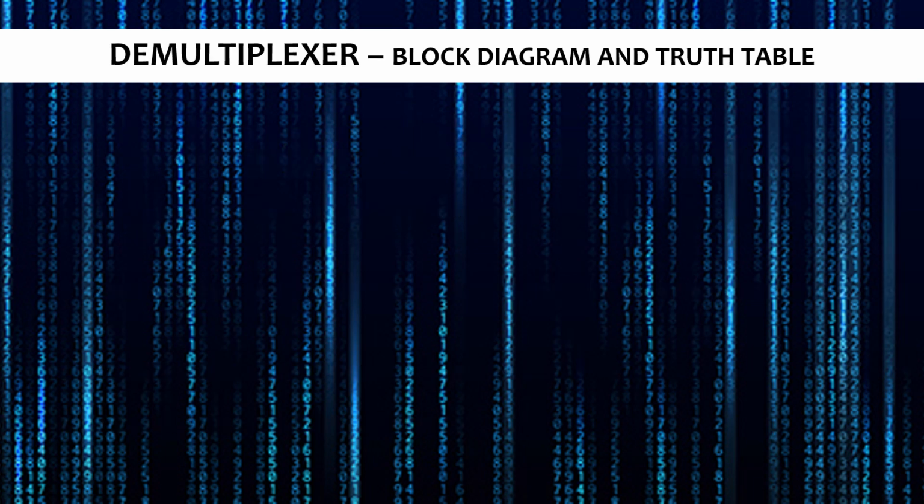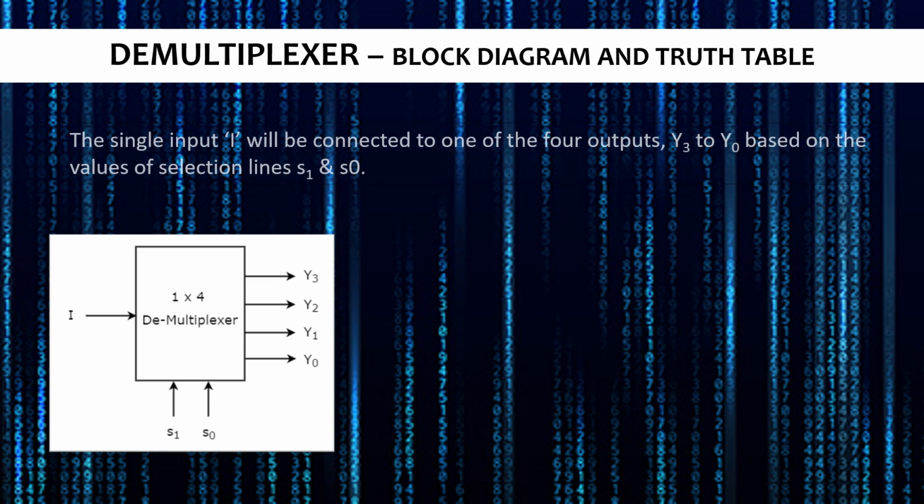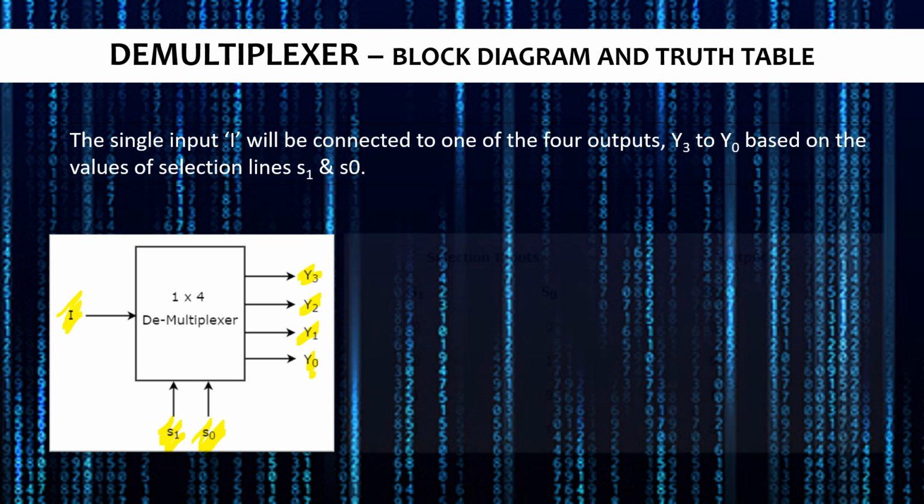Now we have the block diagram and truth table for the demultiplexer. As you can see in the diagram, we have the 1 to 4 demultiplexer where we have one single input. Then we have two selection lines, and based on the value of the selection lines, the demultiplexer will decide which output will be activated. So the single input I will be connected to one of the four outputs, Y3 to Y0, based on the values of the selection lines S1 and S0. It's a very simple block diagram.